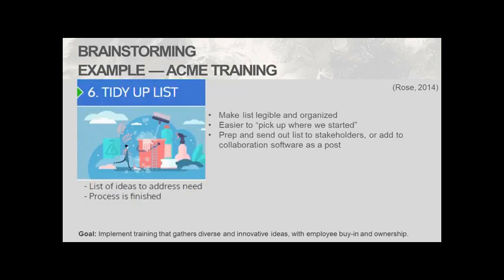Number six is tidy up the list. So my team is going to make sure the list is legible and organized, and so it's easier to pick up where we started. Then I'm going to make sure that list is prepped and sent out to the stakeholders, or maybe even added to a collaboration software as a post.